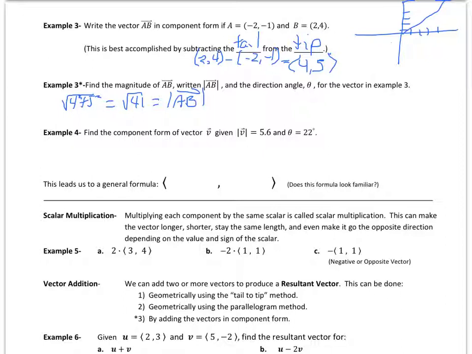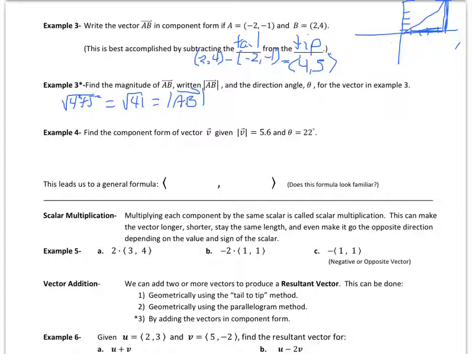Unless it asks for a specific decimal, just leave it in exact form. It's the square root of 4 squared plus 5 squared. Essentially what we're doing is using the Pythagorean theorem, because this part is 4, this part is 5, so we can use the Pythagorean theorem to find that length, and that's what the magnitude is.